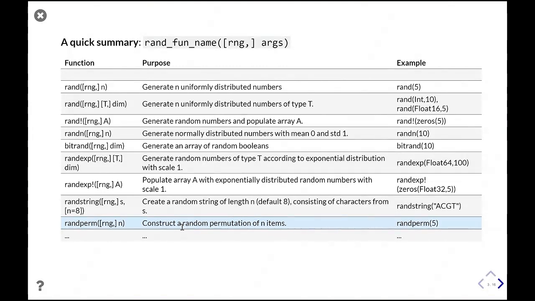For example, if you give it a 5, it will return a 1 to 5 permutation. Okay.